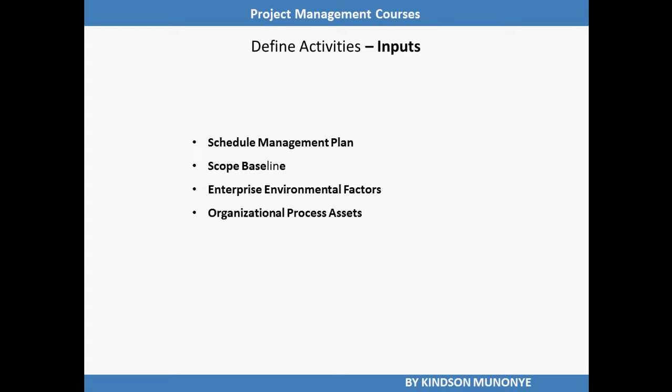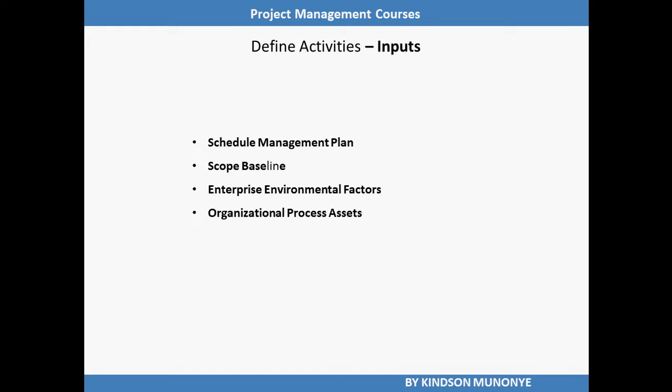So we have enterprise environmental factors. For instance, organizational culture and structure, published commercial information and commercial database, and project management information system is part of the input to define activities process. And then we have organizational process assets, for instance, lessons learned database, templates, existing formal and informal activity planning related processes, procedures, and guidelines. These are the inputs to define activities.